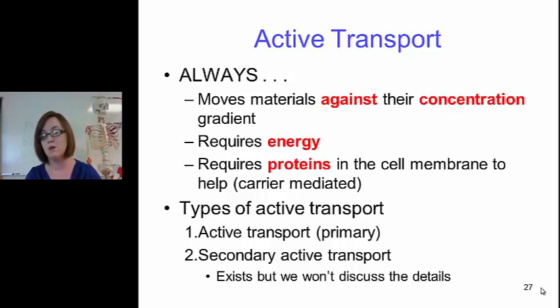To make your life easier, we're not going to talk about secondary active transport. We're just going to talk about the first type, primary active transport, which is really just referred to as active transport. The difference between the two, by the way, is how the ATP energy is used. If the ATP energy is used directly, that's the first type. If the ATP energy is used indirectly, that's the secondary active transport.